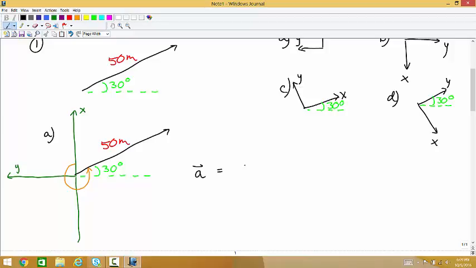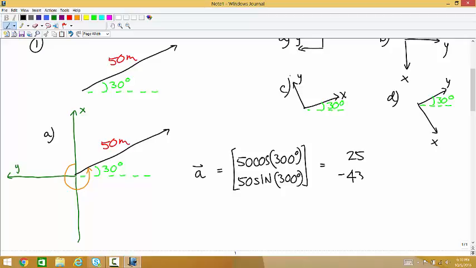Okay, so the vector A is 50 times the cosine of 300, 50 times the sine of 300, and that is 25, negative 43.3. And if you use negative 60 for that, you'd get the same thing.